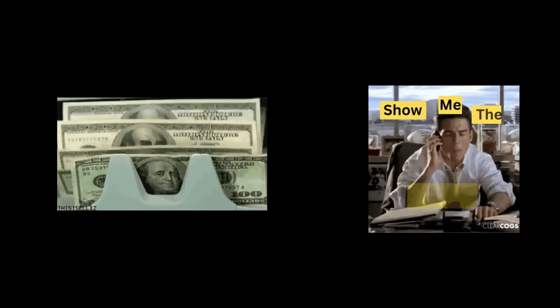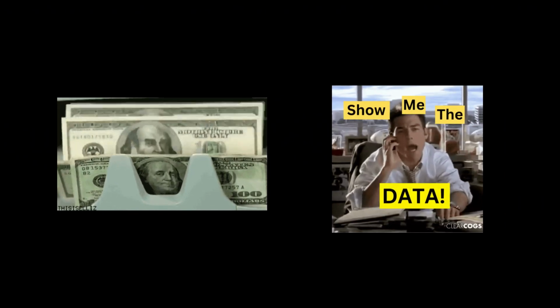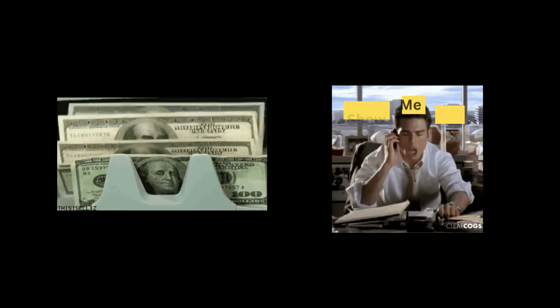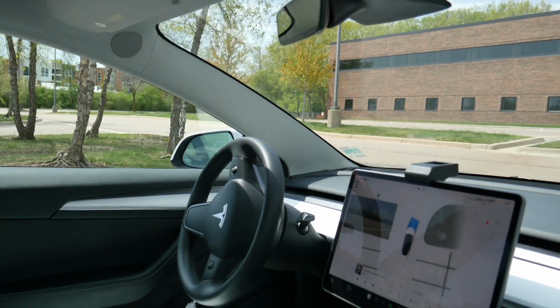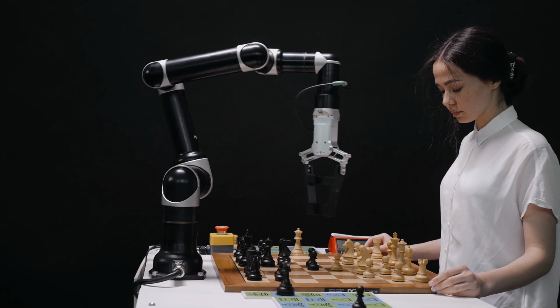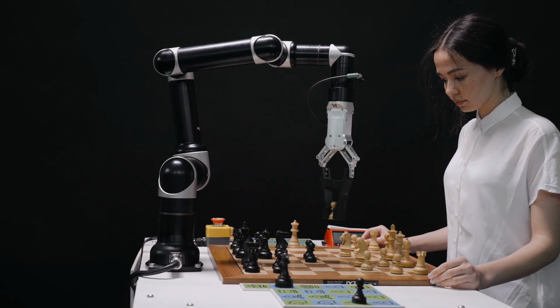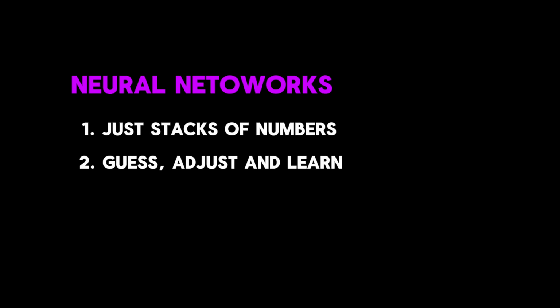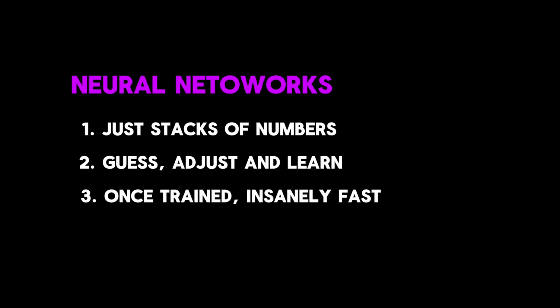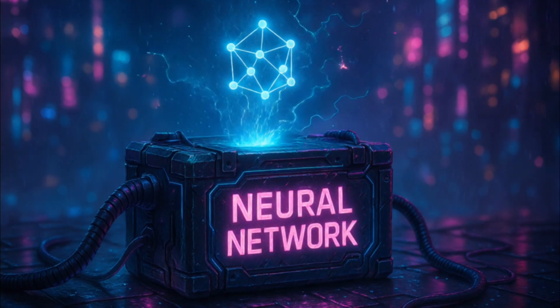Training a neural network is expensive and they need massive amounts of data. But once trained, they are insanely fast. They can power facial recognition, self-driving cars, and playing chess with you. So let's summarize. Neural networks are just stacks of numbers passing through math tunnels. They guess, get yelled at, and adjust until they stop being dumb. Once trained, they are insanely fast. That's neural networks in 4 minutes.